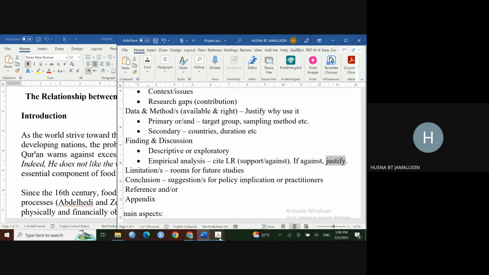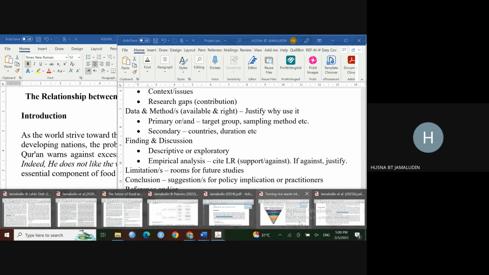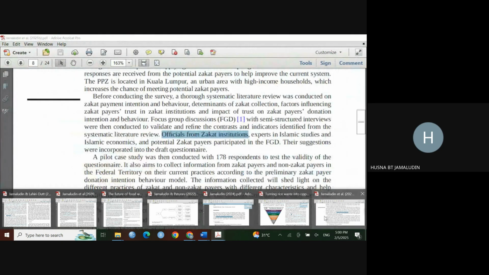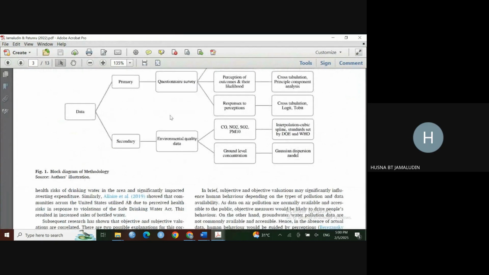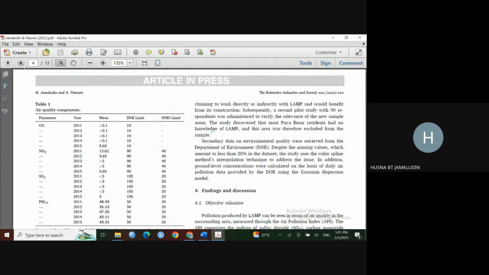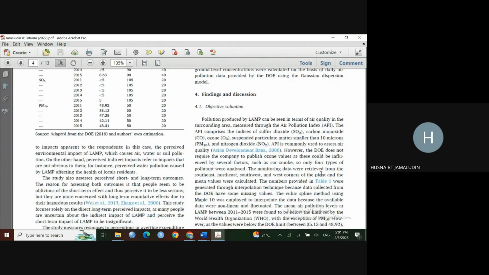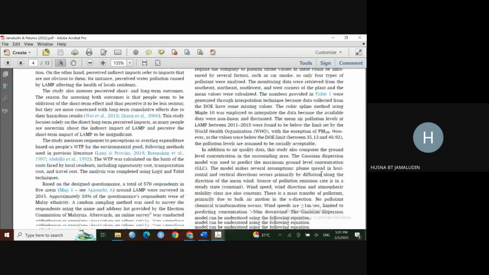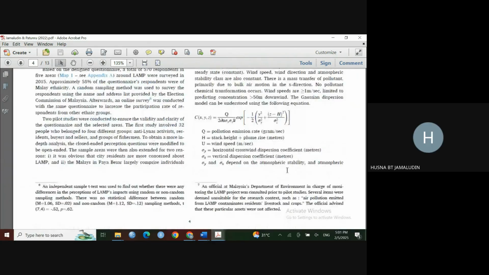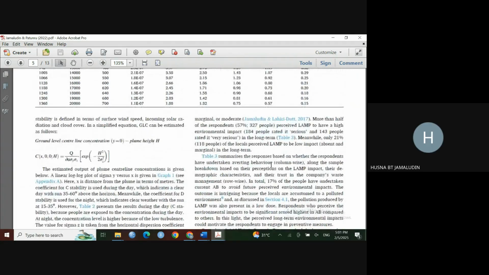But the problem, so let me show here. This is an example of the actual data and the perception data. So with the finding, this is the finding. You can put result and discussion. You can just put finding, you can just put result, or you can just put discussion. It's up to you.